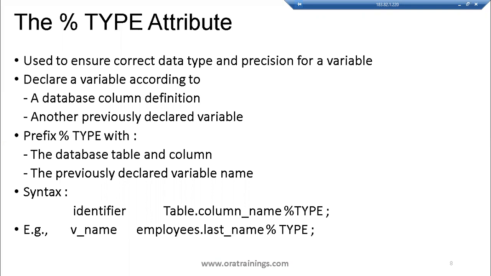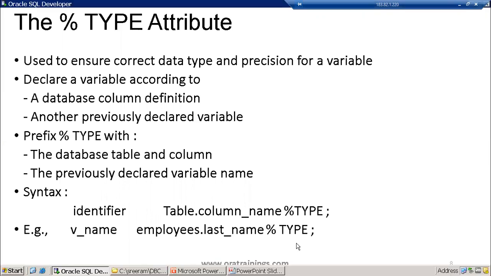Okay, the only thing is we just need to mention a variable name followed by table name dot column name percent type. Okay, let us see this example also.